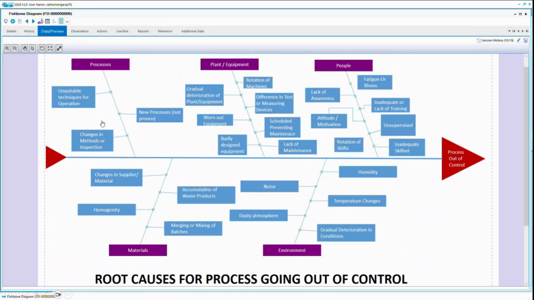For that, how should I do it, sir? This is your fishbone diagram for it. So in this, you start monitoring every process. Comprehensively, everything will come into this. Unsuitable techniques for operation in processes: you put an NC, revise your process, put a checklist together, make sure it does not happen. Worn out equipment, maintenance not done, alert did not go through: put an alert, get it done. If it doesn't, then escalate it to the next level. Same with lack of maintenance. Same with temperature changes. Same with merging or mixing of batches.